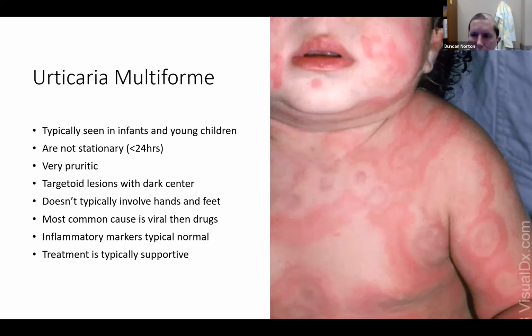Your inflammatory markers in these kids are typically going to be normal. They're going to have normal white count, ESR, CRP. So that can be more reassuring. Treatment for this is reassurance. We don't typically do steroids for this. H2 blockers, H1 blockers are typically more effective, but this typically resolves in about a week or so.